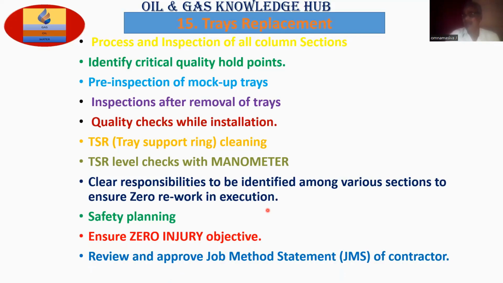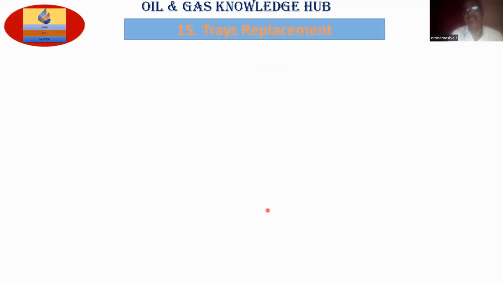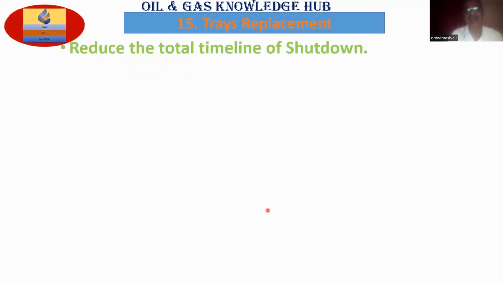If you are deploying a contractor to carry out the job, ensure that you give him the task. He writes the job method statement. You review it and compare it with the SOP. If it is in line with the SOP, accept it. If it is not in line with the SOP, ask him to prepare the JMS in line with our approved SOP. Discuss with all group people prior to starting the work. Any doubts, contact me.